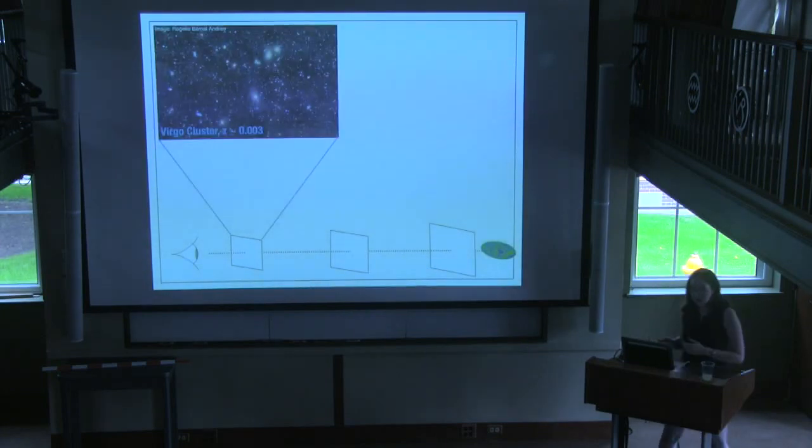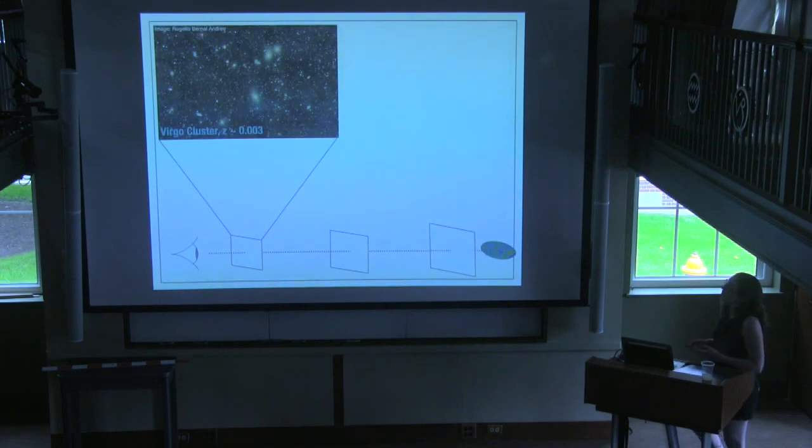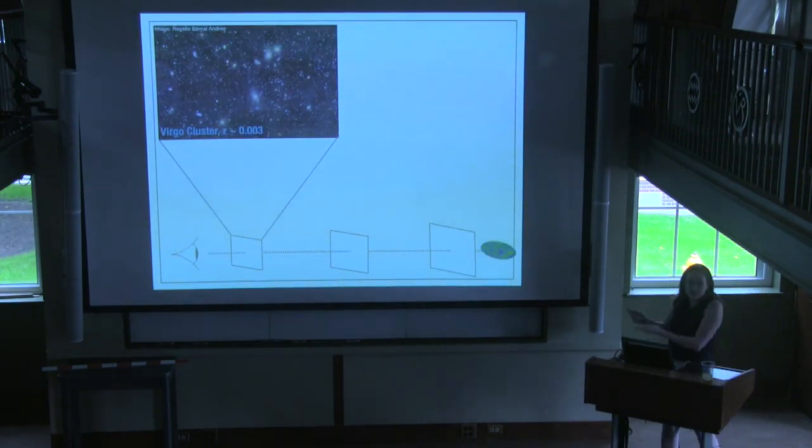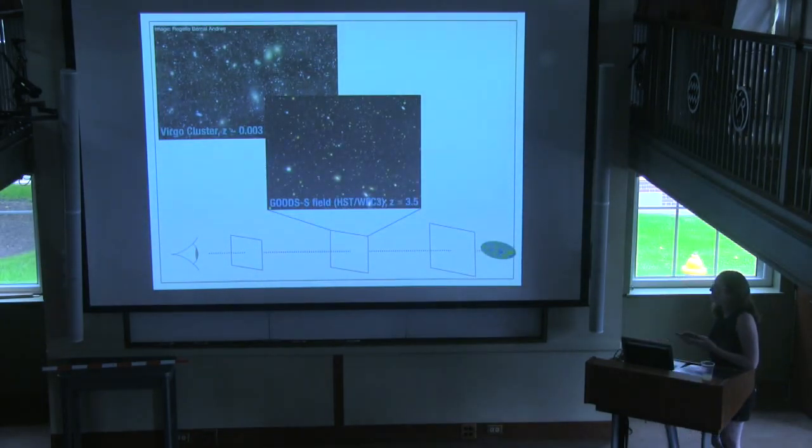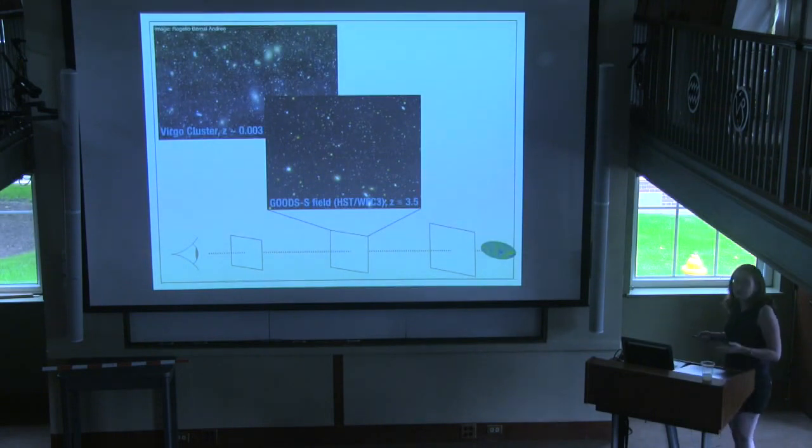So, for example, if we were to look very nearby at a redshift of 0.003, you see the Virgo cluster. Now, these galaxies are from essentially the same age of the universe as the Milky Way. They're what we would call the local universe. If you look further away into the GOODS South field, you can see galaxies of up to a redshift of 3.5 or so, which is 10 billion years ago.